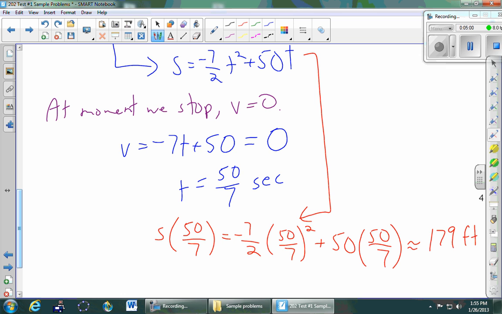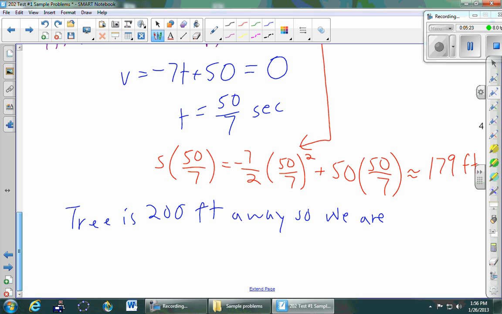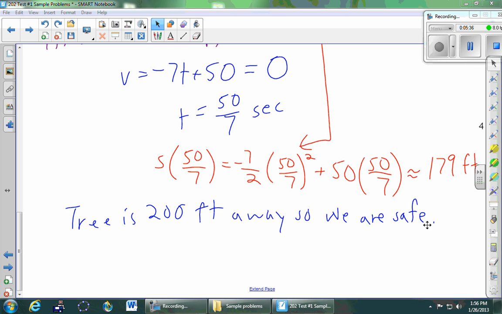What does that mean? It means that from the time we start decelerating until we stop moving, we have traveled 179 feet. Well, that's good news for us because the tree was 200 feet away. The tree is 200 feet away, so we are safe. Of course, this assumes it didn't take us any time to do the calculations to decide whether or not we were safe. So assuming we did all the calculus stuff real quick, then I think we would stop in time before we hit the tree.